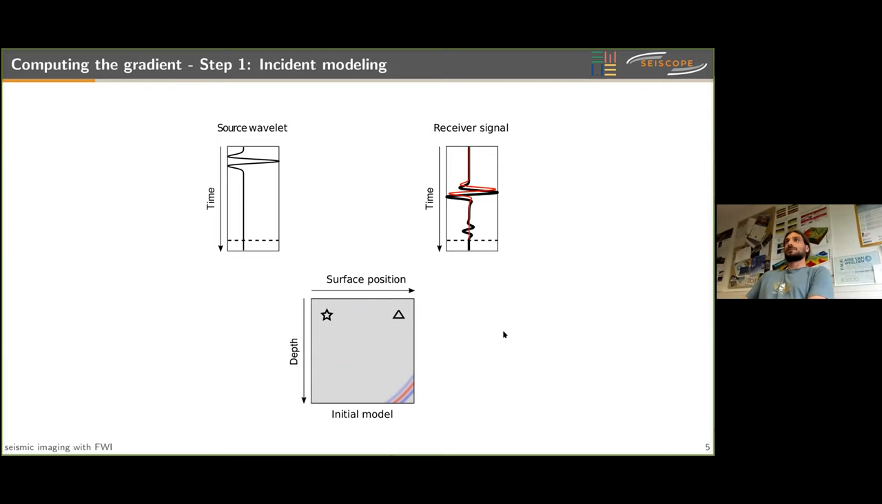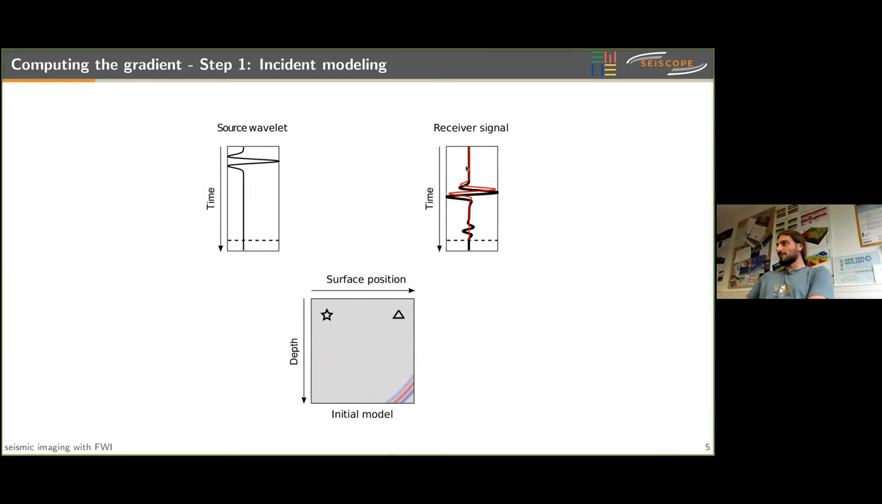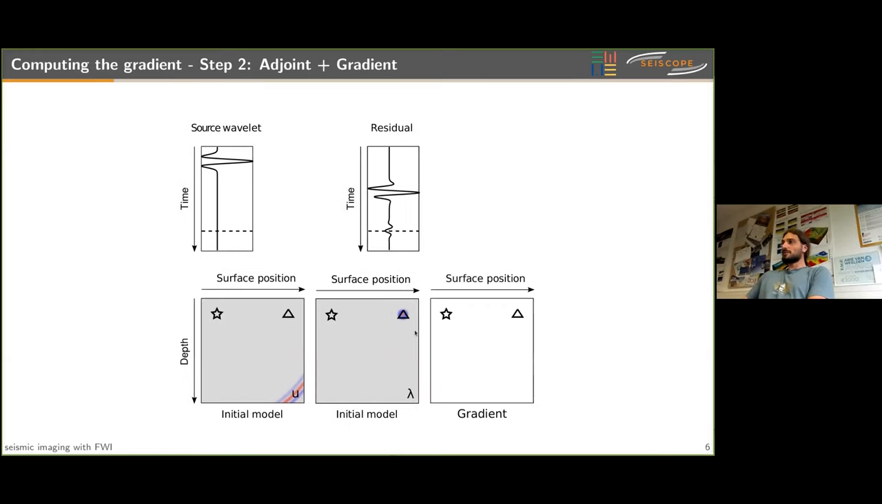And the theory tells us that to compute the gradient, we need to inject the residue, so the difference between the black and the red seismogram here. We need to inject this residue from the receiver position and backward in time. And at the same time, we are computing this back-propagating wavefield here. So to compute this lambda that will appear, we will do a product with the incident field we already computed once.